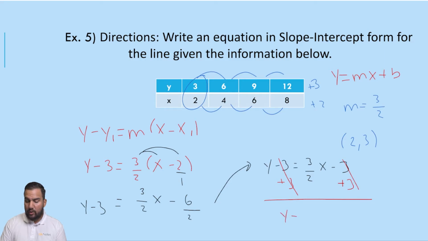So my final answer is y equals 3 over 2x plus 0, but I'm not going to write the 0. Remember in a previous lesson, we said don't write the 0. And that's my answer. That's slope-intercept. So why wouldn't I write the y-intercept? Because when you don't write the y-intercept as 0, it just knows that your graph is starting from the origin.